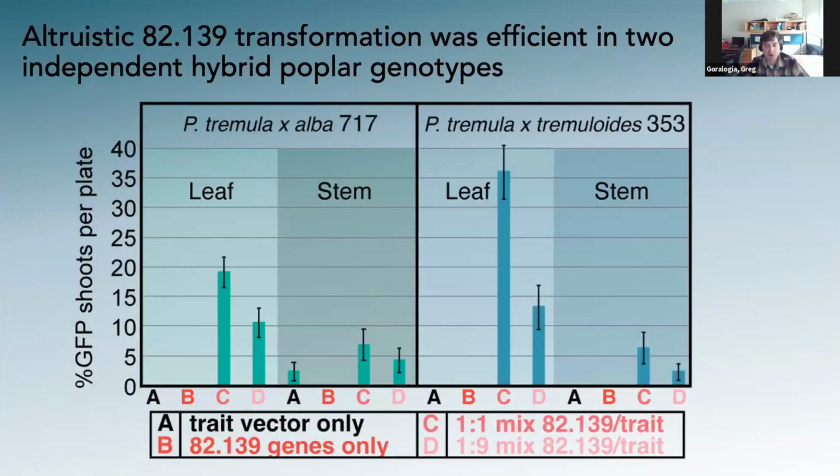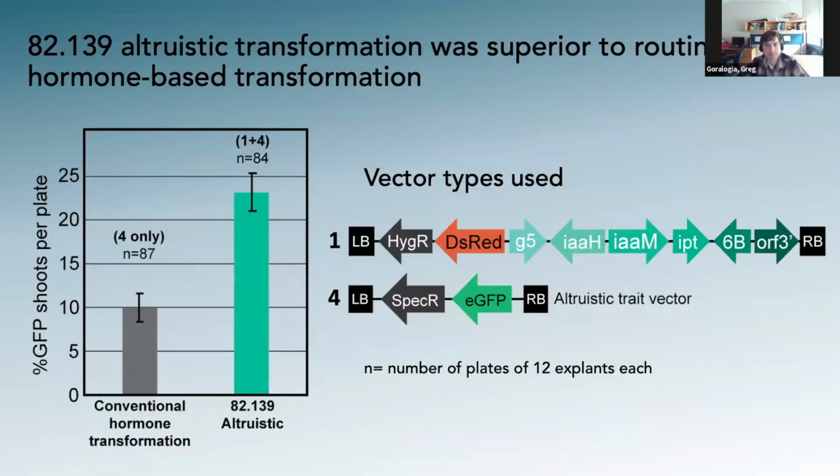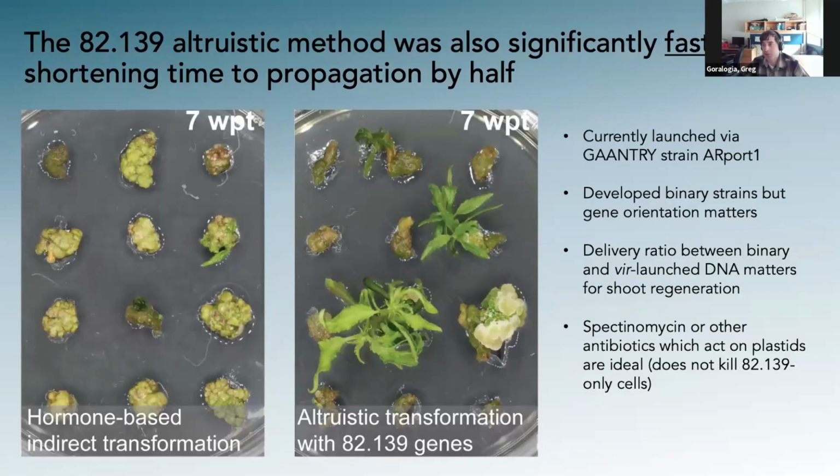We tried different ratios. As Juan said, this is something that you can do to check. An equal mixture is what worked for us with leaf tissue in particular. And we tested this against our normal hormone-based approach, and it was a little over twice as effective, but it was also really, really fast.